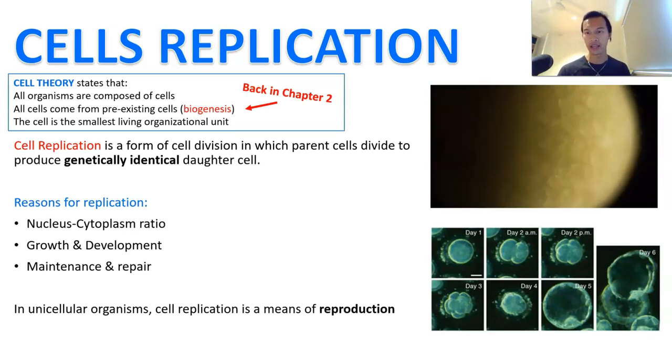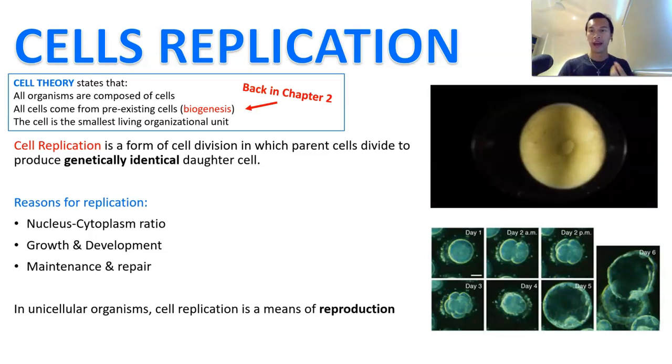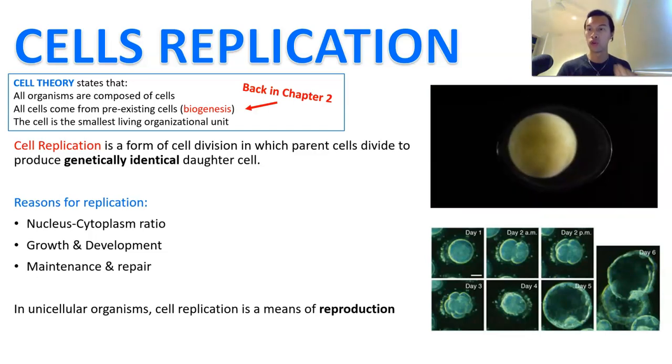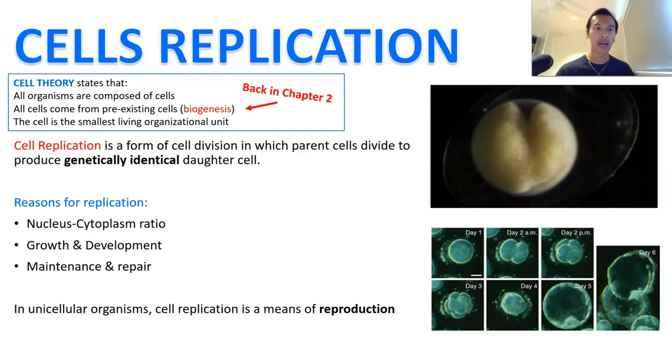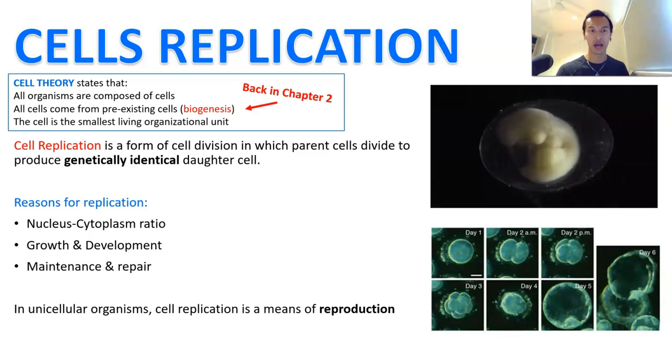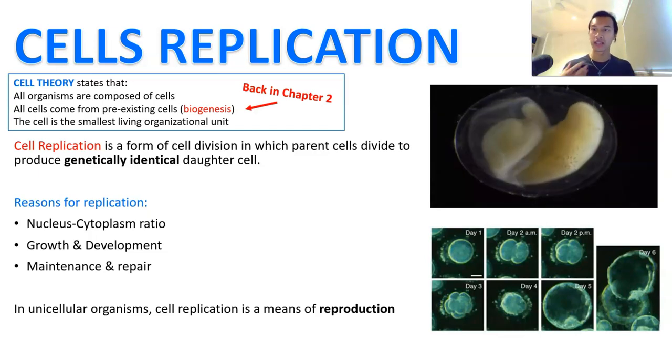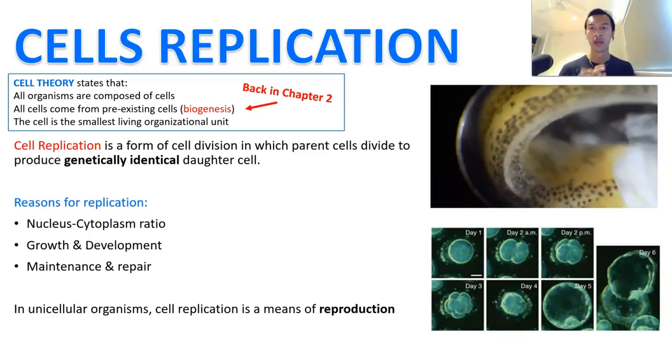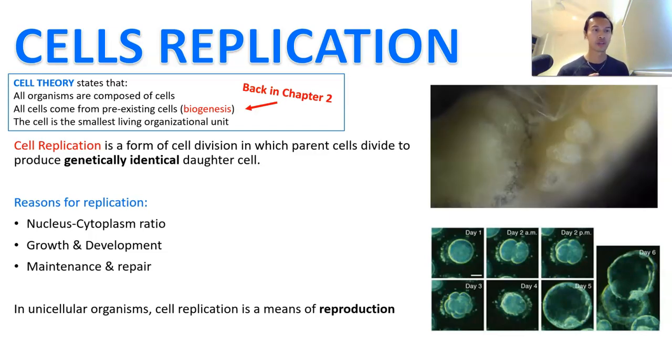You can see in that little animation how over time the development of a newt occurs in the egg, right? Back in chapter 2, we looked a lot at cell theory, and one of the things we looked at was the idea that all cells come from pre-existing cells, and we call that biogenesis. And that's exactly what we're going to zoom into in this particular chapter.